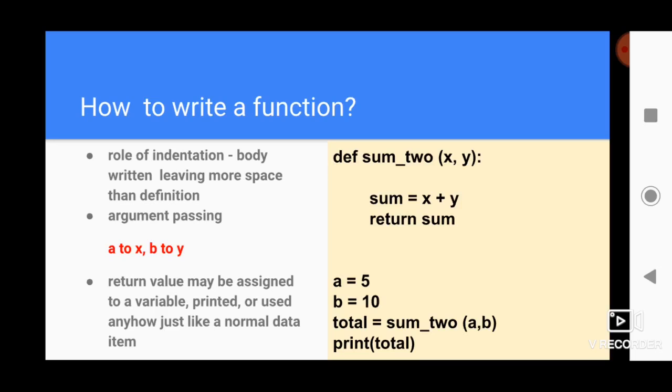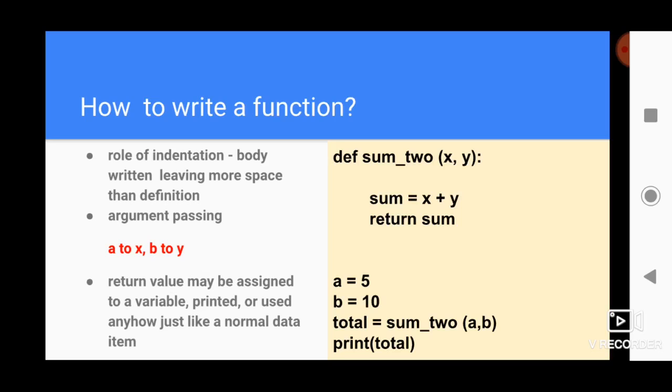For example, the statement a = 5 is starting at the same indentation level as the def keyword, so it is considered not a part of the function, whereas the two statements sum and return, which are written leaving some space before them as compared to the def keyword, are considered to be part of the function.